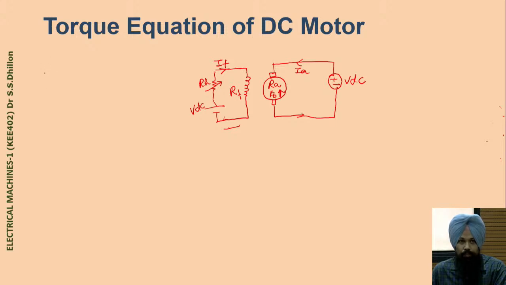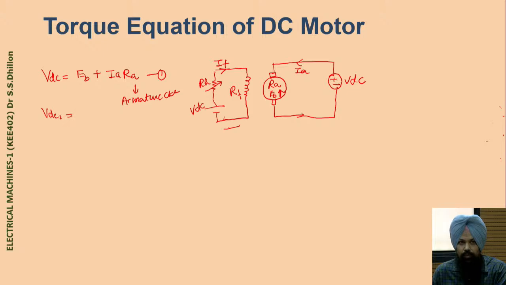Now for the separate circuits of field and armature, let me write the voltage balance equation: VDC equals Eb plus Ia into Ra. This is the voltage equation for the armature circuit. This is equation number 1.